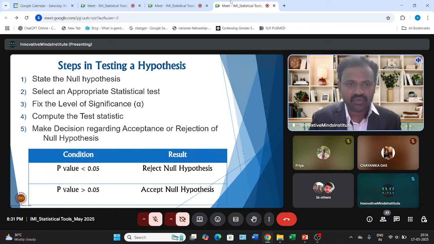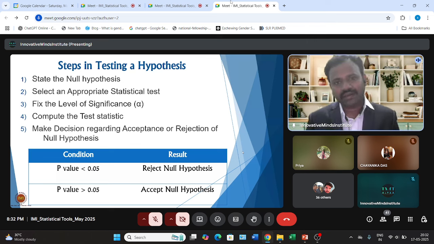Fix the level of significance. So what is that level of significance? If you have a confidence level of 95% and allow 5% error, in social sciences we allow 5% error. That means the level of significance is 0.05, which means 5 divided by 100. So my level of significance will be 0.05 when we are talking about social science researchers. If you are from the pure sciences, people from other disciplines like physics and chemistry, it will be 0.001 level of significance, right?